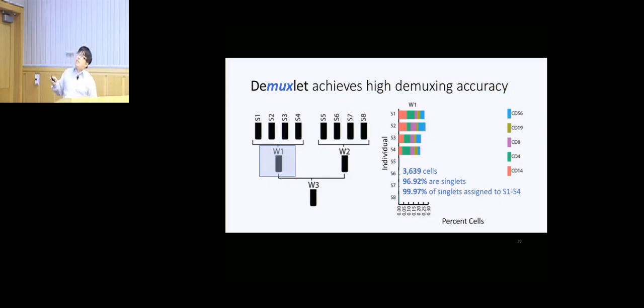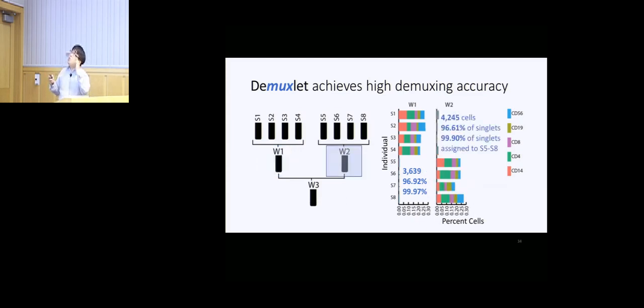Among the singlets, the way we did that is that we pretended we do not know that the samples are coming from only half of the individuals, and we let our method Demuxlet assign the best matching individuals. Only 0.03% of the cases were assigned to the wrong half of the individuals, and most of the time it did assign the identity of the sample into the right clusters. This reassures that this method does demultiplexing pretty accurately.